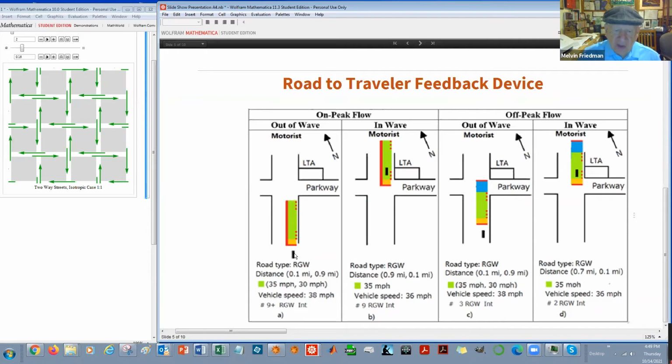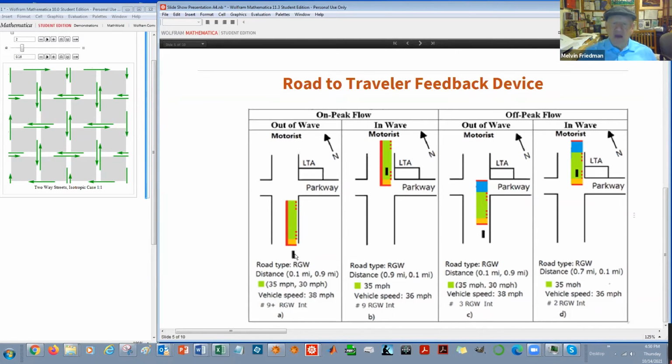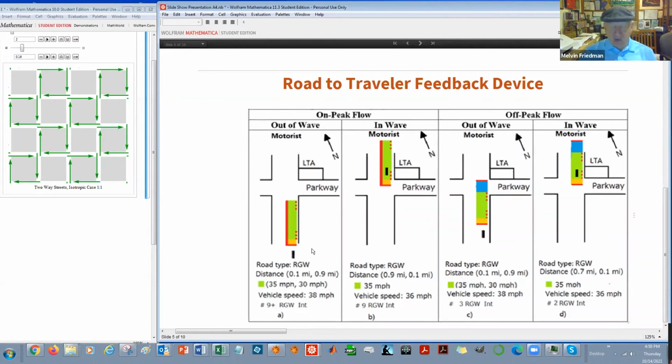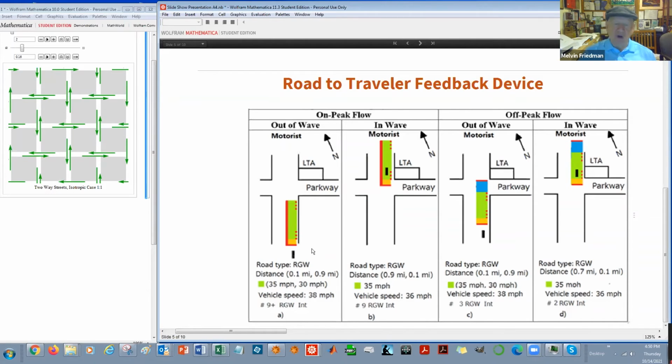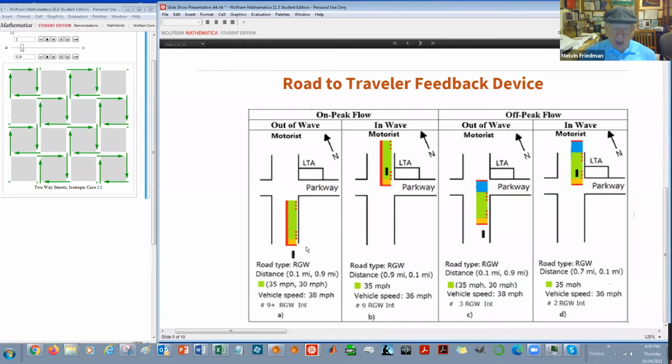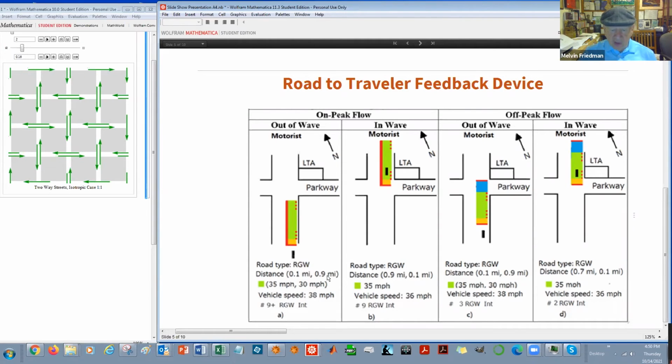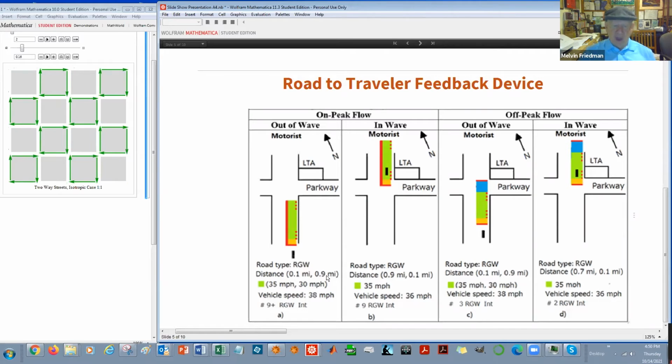This rectangle indicates the location of your vehicle. The road traveler feedback device is a smartphone device that would be installed in vehicles, and it would show where green waves are and where your vehicle is relative to a green wave. So this says that you're 1/10 of a mile away from this green wave, and that there's a green wave behind you, but it's 9/10 of a mile away.